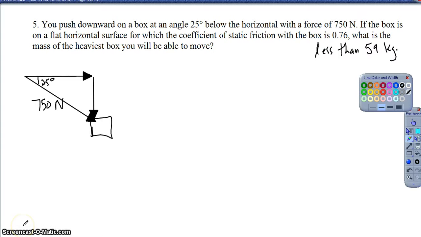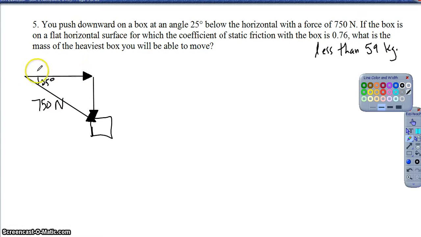Okay, so question 5 here has this set up to where I'm pushing downward at an angle of 75 degrees. The box is on a flat horizontal surface, and they give me a coefficient of static friction with the box of 0.76. What is the mass of the heaviest box that you would be able to move by exerting this force?